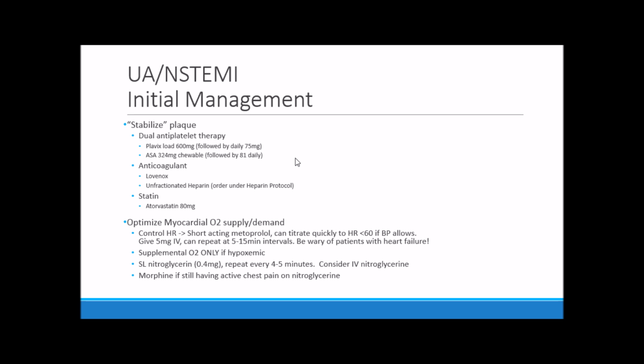You want to give some supplemental O2. That will help with supply. But again, you don't need to do this unless they're hypoxemic. And then you want to give nitroglycerin. So how does nitroglycerin affect the supply and demand of the heart?